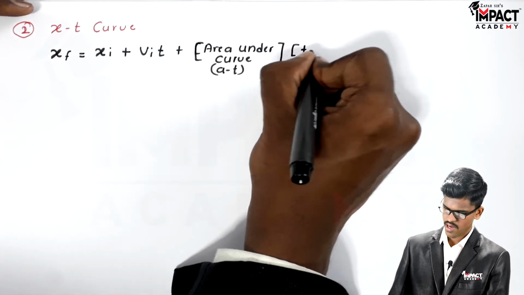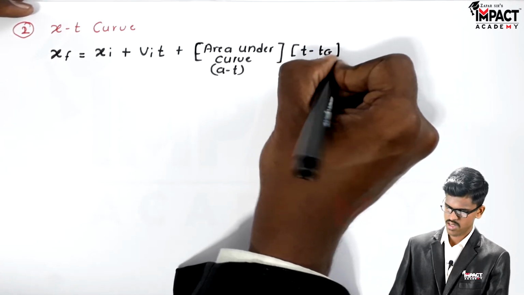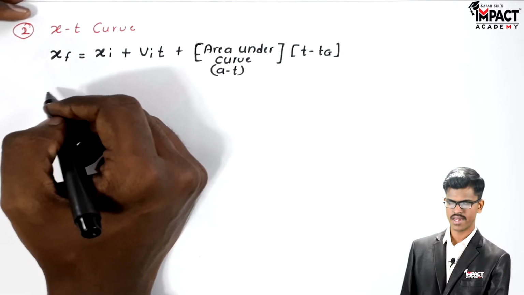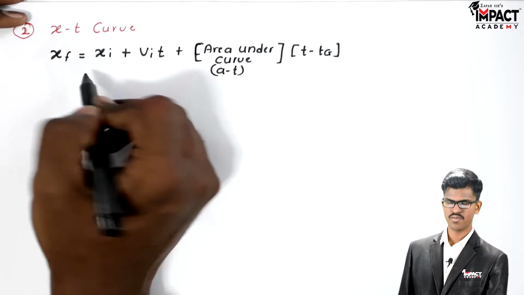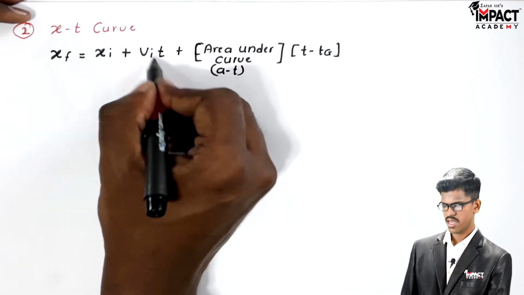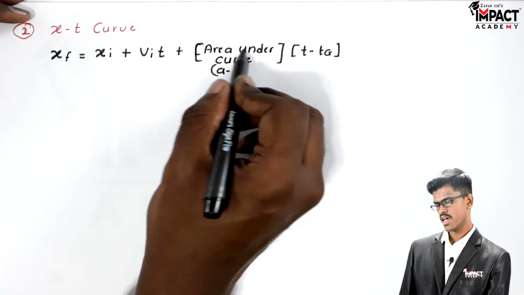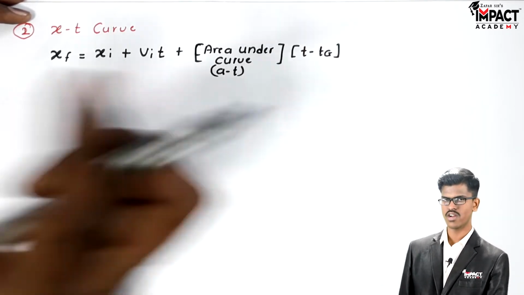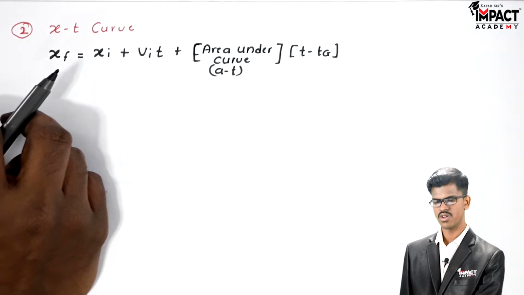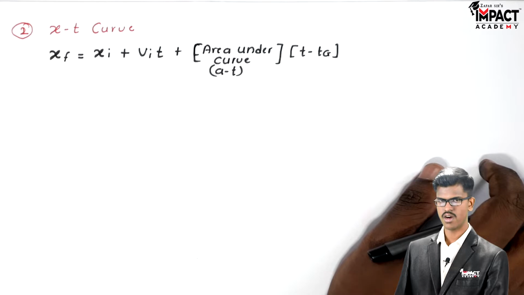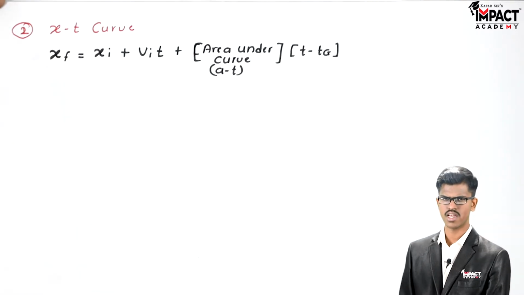into t minus tg. So here xf is the final position of the particle, xi is the initial position of the particle, vi is the initial velocity of the particle, t is the time interval, area under the curve into t minus tg, where tg is the x coordinate of the centroid of the given shape, measured from where we start the time interval.